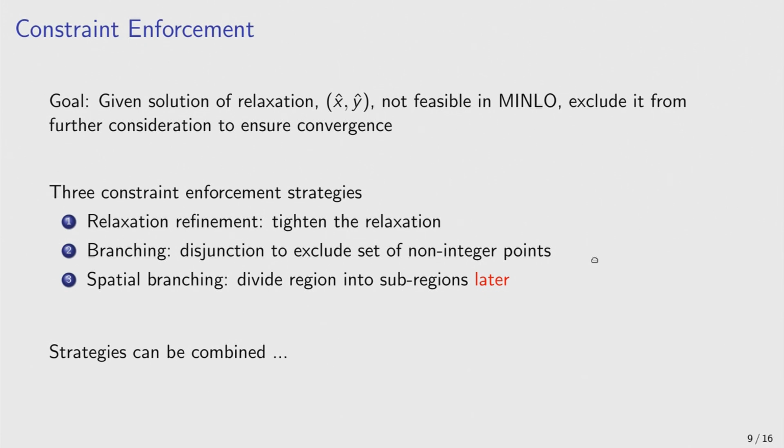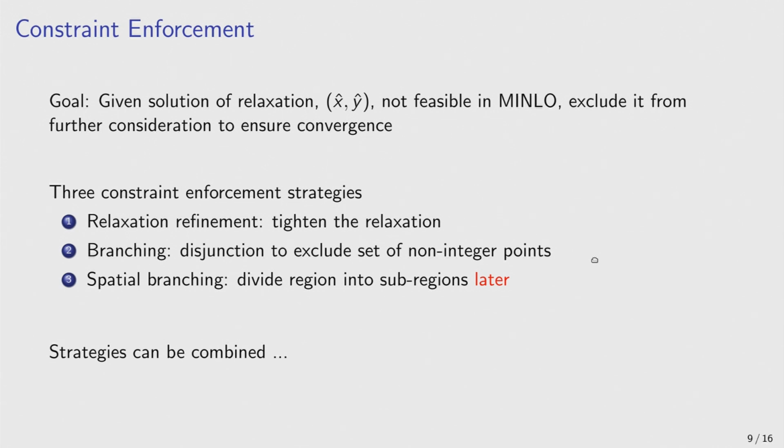Okay, so the second step, so this is relaxations. Relaxations give us lower bounds. They relax integrality or nonlinearity. Now we need to go back and enforce the constraints that were relaxed in a systematic way. And so now what I want to do is I want to take the solution of a relaxation x hat, y hat that is not feasible in my mixed integer nonlinear problem, and I want to exclude it because I know it's not a solution. So I'm going to generate a cut or do something that prevents me from going back to this point.